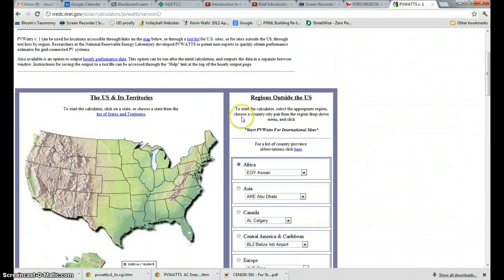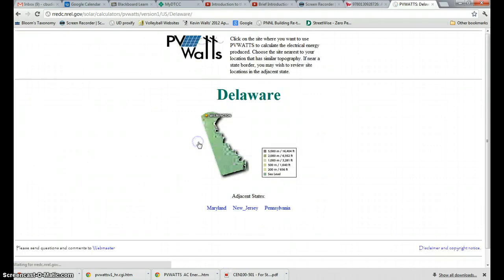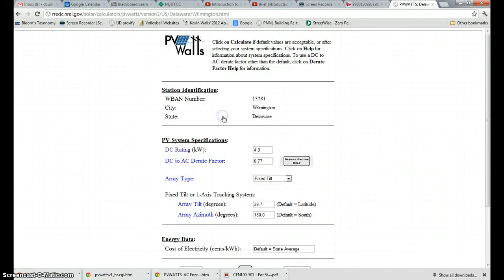What's nice about this is it has the whole US here in clickable format. So since we're from Delaware, let's click on Delaware. It's a little hard because it's so small. And then the only city it has in the state of Delaware is Wilmington. So let's go ahead and click on Wilmington.